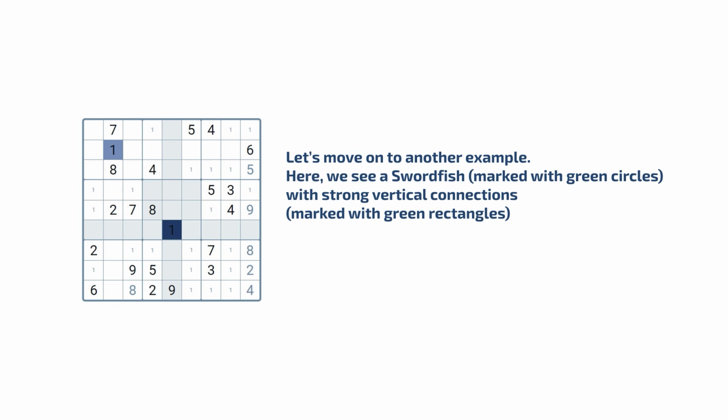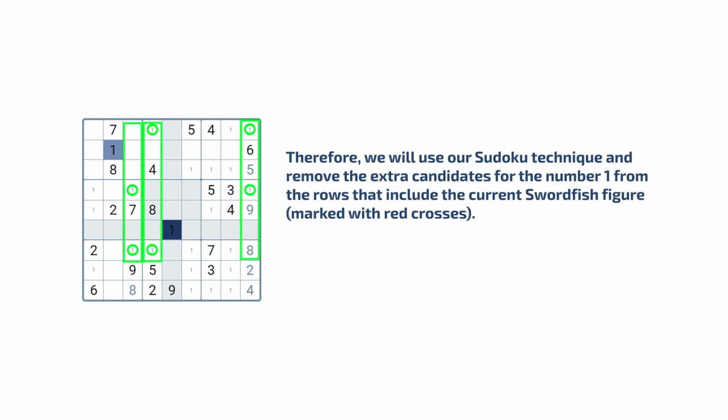Here, we see a swordfish marked with green circles, with strong vertical connections, marked with green rectangles. Therefore, we will use our Sudoku technique and remove the extra candidates for the number 1 from the rows that include the current swordfish figure, marked with red crosses.